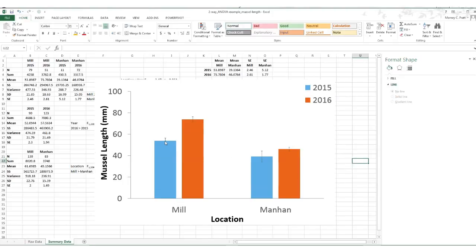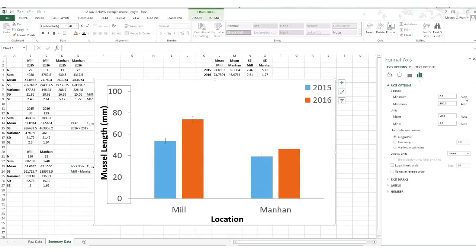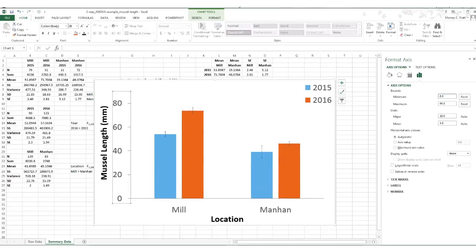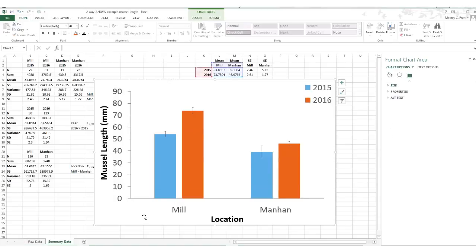Make sure they look like they were matched up. So the biggest error bar we have is the Manhan in 2015, and that is the biggest bar. So it looks like they are good. I think we could make this go to 90 instead of 100. We don't want it at -10, we want it at 0. There, that looks pretty good. So there's our graph.